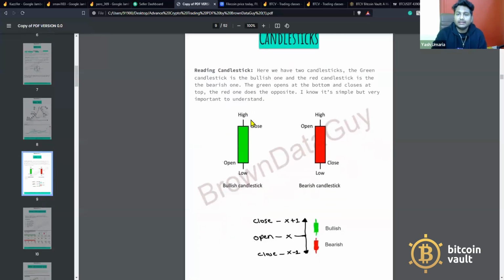The first one is a green candlestick, and the second one is a red candlestick. Green candlestick means bullish market. It means the market is moving in the upward direction. The second one is a red candlestick, which means the market is moving in the downward direction. It's a bearish candlestick. Green means bullish candlestick. Red means bearish candlestick. Two colors of candlestick, green and red. Green means the market is moving in the upward direction. Red means the market is moving in the downward direction.